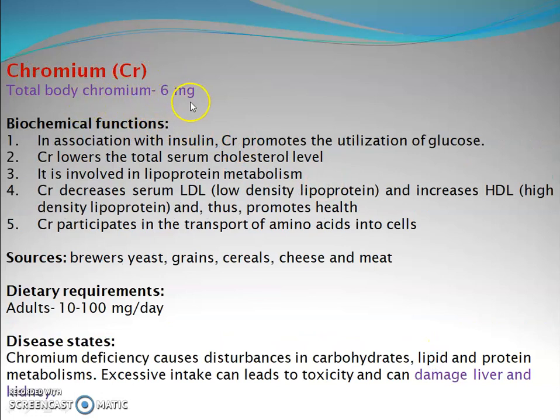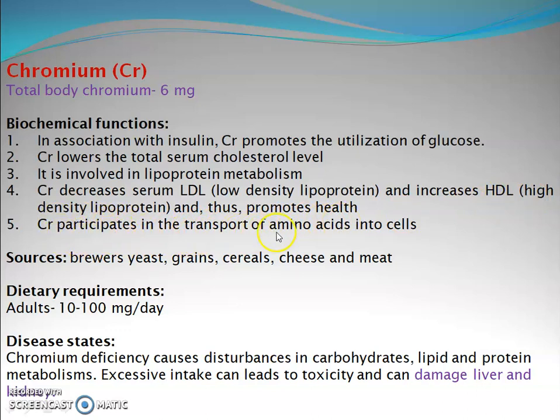Chromium, total body chromium is 6 mg. Biochemical functions include: in association with insulin, chromium promotes the utilization of glucose. Chromium lowers the total serum cholesterol level. It is involved in lipoprotein metabolism. Chromium decreases serum LDL, low density lipoprotein, and increases HDL, high density lipoprotein, and thus promotes health.